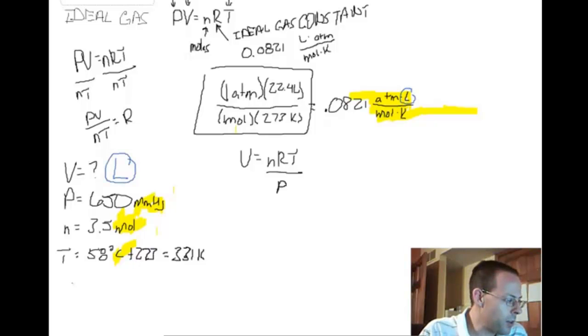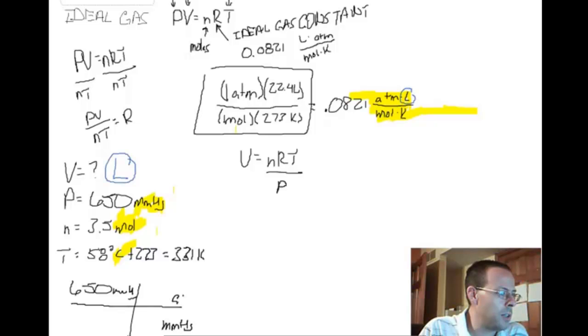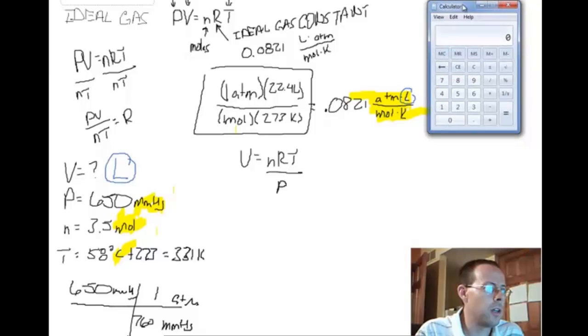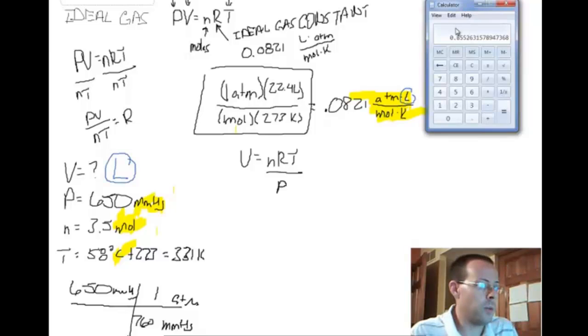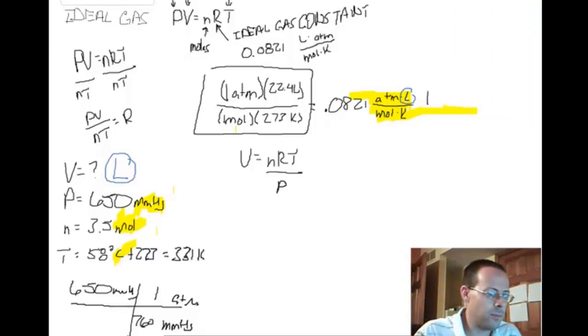Alright? And then my pressure, I'm just going to come to the bottom, and we're going to do just a quick fence and rail. So 650 mmHg, and I want to convert them to atmospheres. So if mmHg is on the top, I want mmHg on the bottom, and I want to go to atm. 1 atm equals 760 millimeters of mercury. So let me get my calculator real quick. So if we do 650 divided by 760, we get 0.855 atmospheres. 0.855 atm.